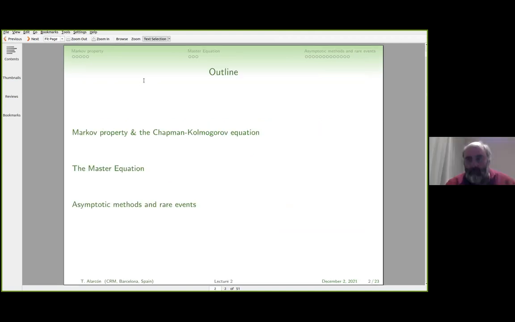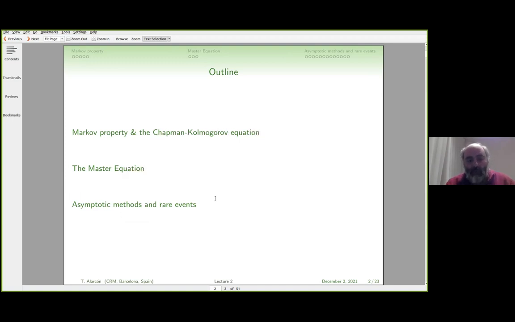Okay. So the other day we saw this motivation and then a kind of informal introduction to what I was going to tell you during the course. Today's lecture is not going to be very much more formal, but at least we are going to define several things in a more principled way. We will derive the master equation from the fundamental equation of the Markov process, which is this Chapman-Kolmogorov equation.